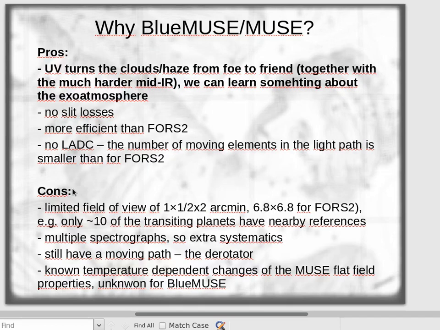So now there are a few things that I would like you to take away from my talk. First, that the UV observations are important because they can tell us something about the atmosphere of the exoplanets, and that is the distribution of the scattering particles that are present in at least half of the planets. Second, BlueMUSE and MUSE and other IFUs do not suffer slit losses, which are a major source of systematic uncertainties.